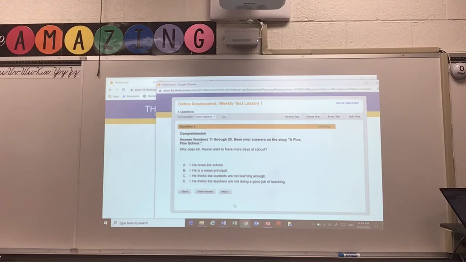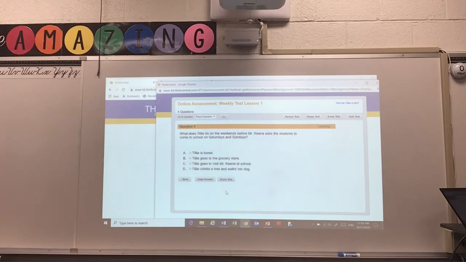And so here are my choices. It's always, always, always important to read all the choices. He loves the school. That could be it. He's a mean principal. I kind of remember he was really nice and the kids really liked him. He thinks the students are not learning enough. He thinks the teachers are not doing a good job of teaching. Well, if I go back and look at that story again, I know that he just loved his school, and it just kept saying about how he loved his school and all the learning that was going on, and all the teachers and the students working so hard. And so he just really loved the school. So I'll click next.